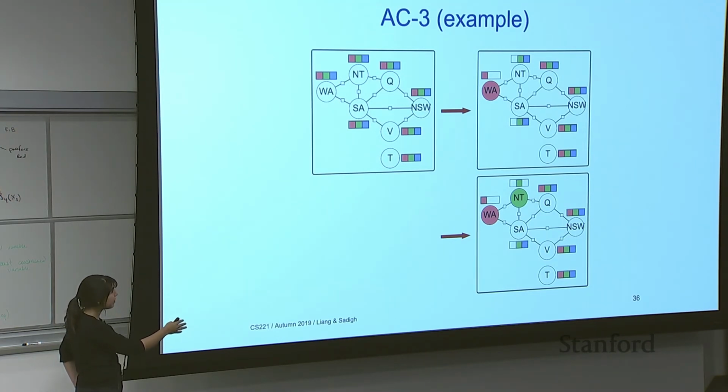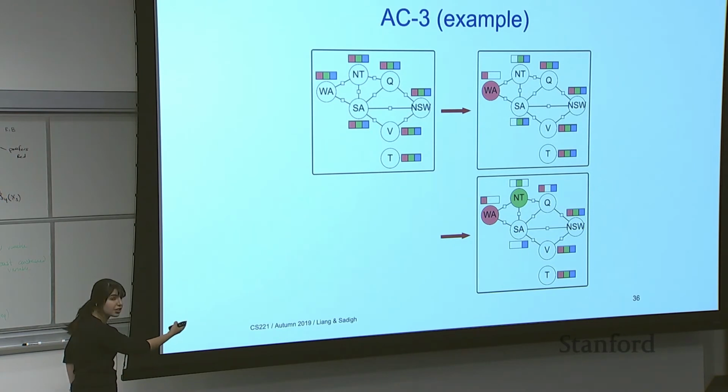I'm going to pick NT now. Let's say I decide NT is green. I'm going to look at the neighbors of NT. The neighbors of NT are WA, which is red, so everything is great. SA has a green. I need to get rid of that green because it can't be green anymore. Q has a green. I need to get rid of that. So let's update that. So Q and SA, their domains are touched, right?